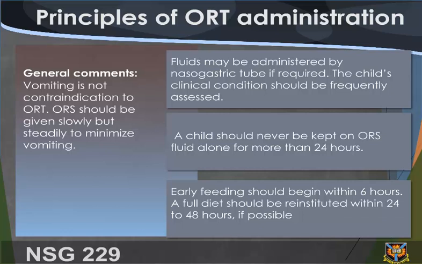General comment. Vomiting is not a contraindication to ORT. ORS should be given slowly but steadily to minimize vomiting. Fluids may be administered by nasogastric tube if required. The child's clinical condition should be frequently assessed. A child should never be kept on ORS fluid alone for more than 24 hours. Early feeding should begin within 6 hours. A full diet should be reinstituted within 24 to 48 hours if possible.